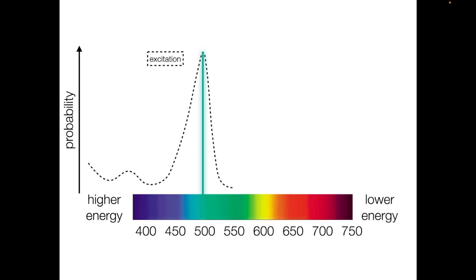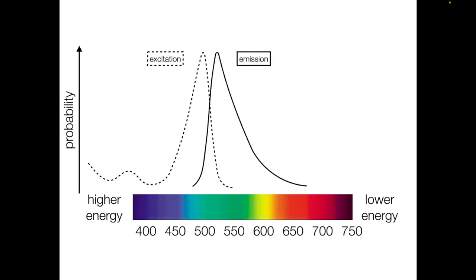You can still excite the fluorophore with 460 nanometer light, for example. It's just less likely that any given photon will excite the fluorophore, so you'll need more excitation light of this wavelength to get the same amount of fluorescence. Now, let's look at the emission spectrum, shown here as a solid line.